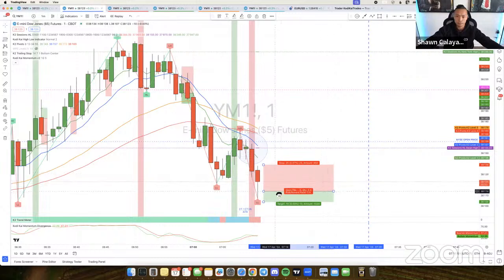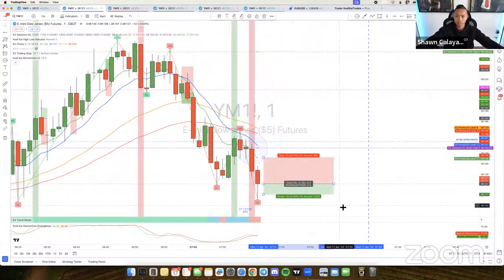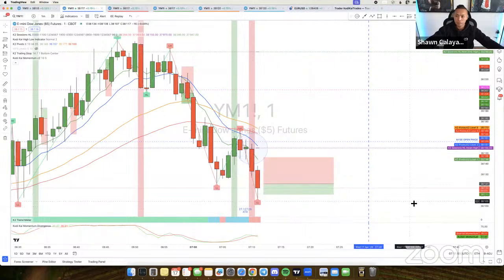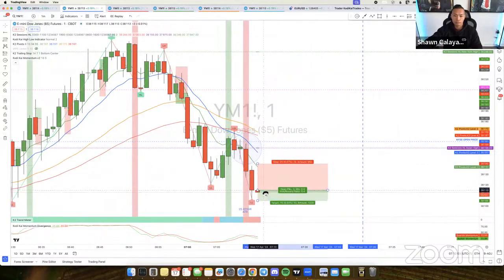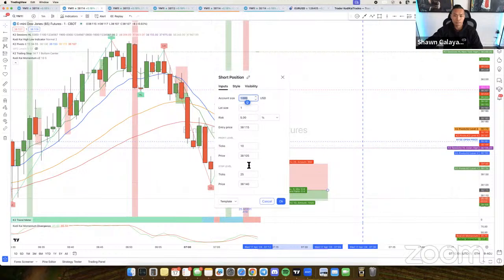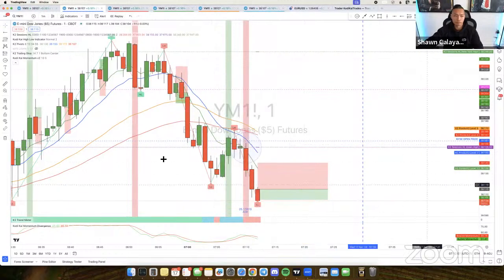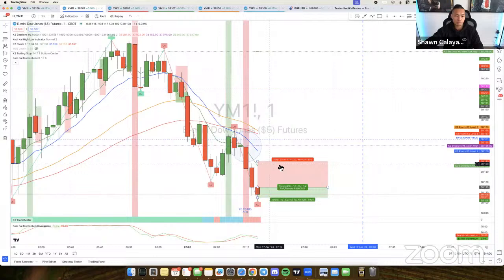All right, we got 10 seconds left on this candle right here. 5, 4, 3, 2, 1. Order support. So I got into the entry right there. Already full TP. Let's go.